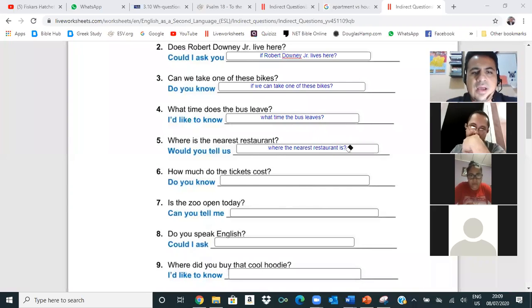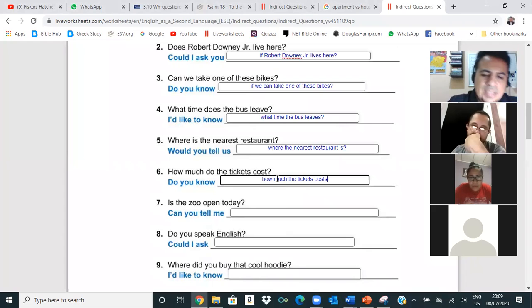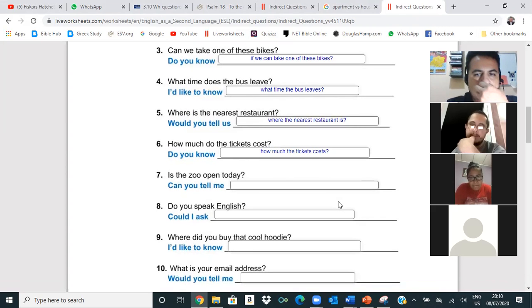Number six. How much do the tickets cost? Do you know how much the tickets cost? How much? Uso do? No. Very good. How much the tickets cost? Now, I have to put an S. Right? Y ese es uno de los que mucha gente fallaron en el homework. Porque había una pregunta así que decía, how much does it cost? And then it had the S at the end. Okay, very good.